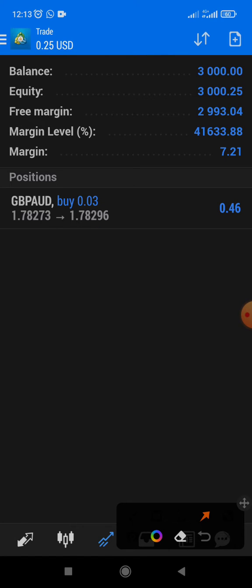Now, if you realize that something is happening at the top here, you see that this area is blue. That is whenever the trade is in profit. But when the trade is in a loss, you see that area becoming red. Always take note. You see that area becoming what? Red. But whenever it's in profit, you see that area becoming blue.